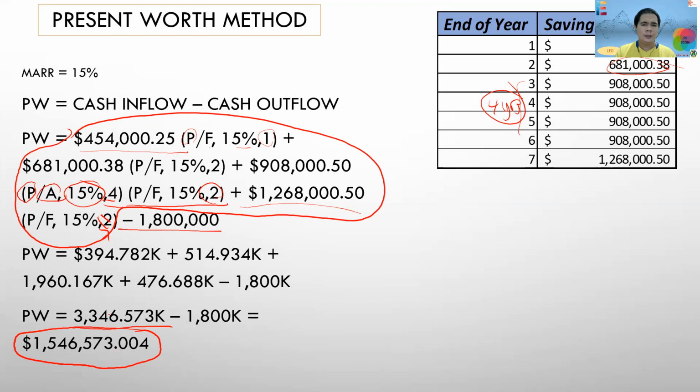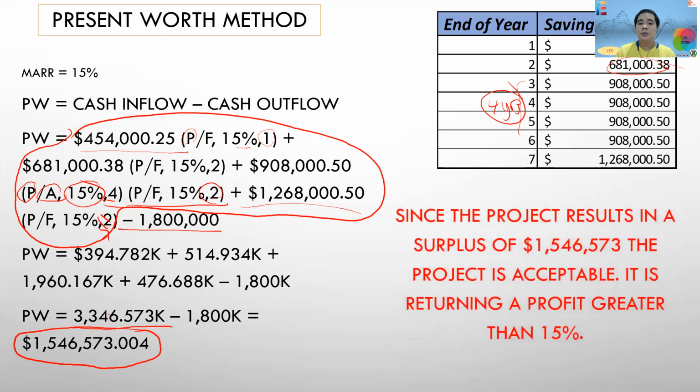So after getting all of the net present worth, what would you have to decide after that one? Since the project results in a surplus of a positive 1.546 million, $573, the project is deemed acceptable. So it is returning a profit of greater than 15%. Okay. So that ends the present worth method.